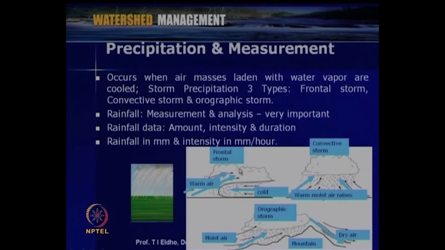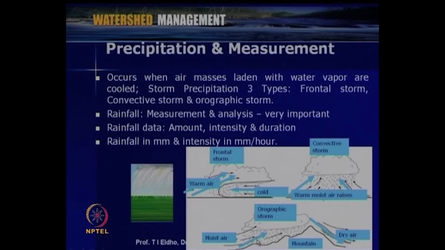That is one type of storm precipitation, and the second type is the so-called convective storm. In a convective storm, warm moist air rises, as shown in this figure, and convection takes place. Finally, when the appropriate condition occurs, a convective storm happens. And the last one is the so-called orographic storm.